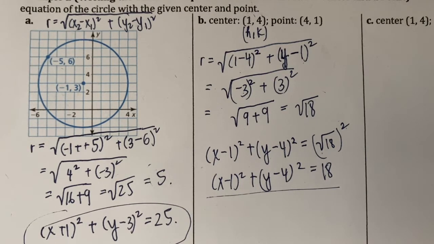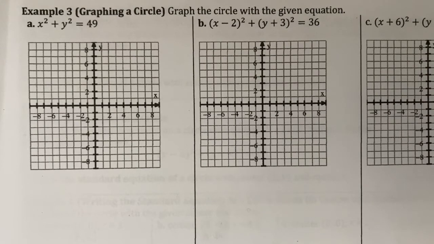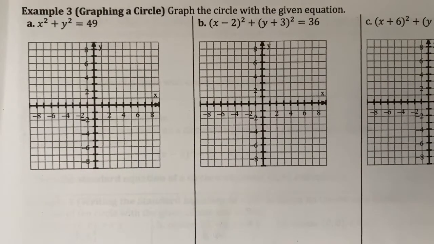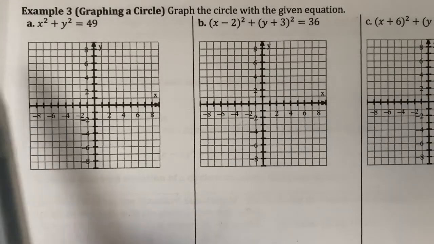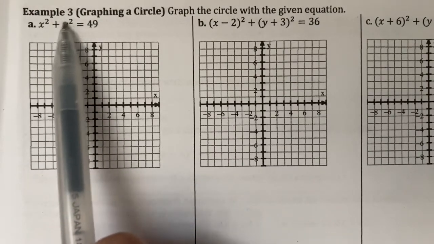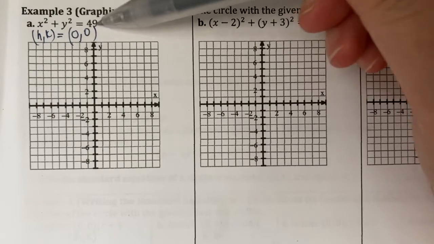Let's move on to our last example. In our last example, we are going to be graphing a circle where we're given the standard equation of the circle. We want to identify the center and the radius of the circle. For A, we're given the equation x squared plus y squared is equal to 49. Now, because there is nothing in the parentheses involving your x and y that's being subtracted or added, that means our h is 0 and our k is 0. And we know it's equal to 49.